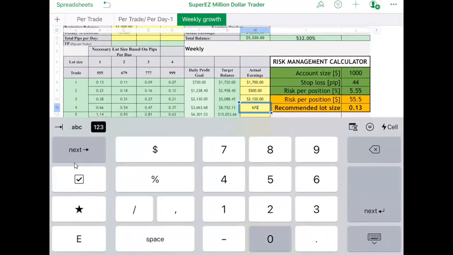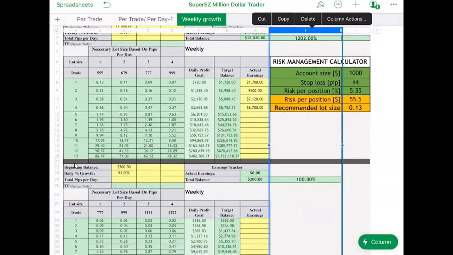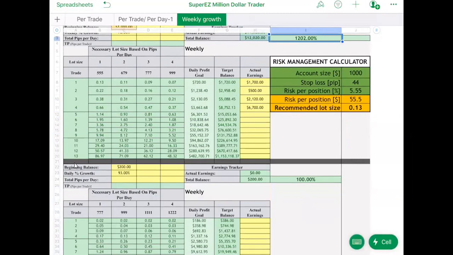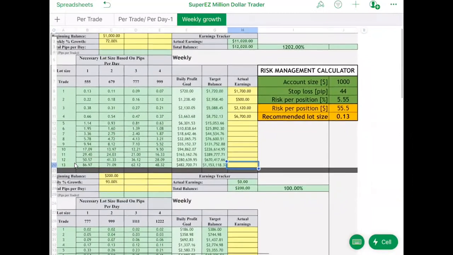So yeah, but this will show you kind of what your percentage is. So it'll show you here. And then this one doesn't have the total balance, but it gives you a good idea. So there's your total balance. And that's it. So I hope this answers all your guys' questions.